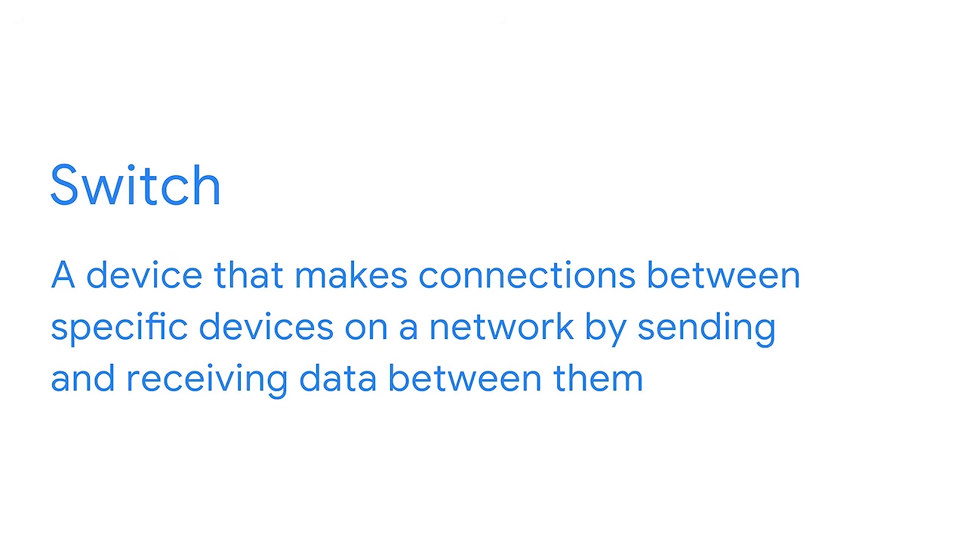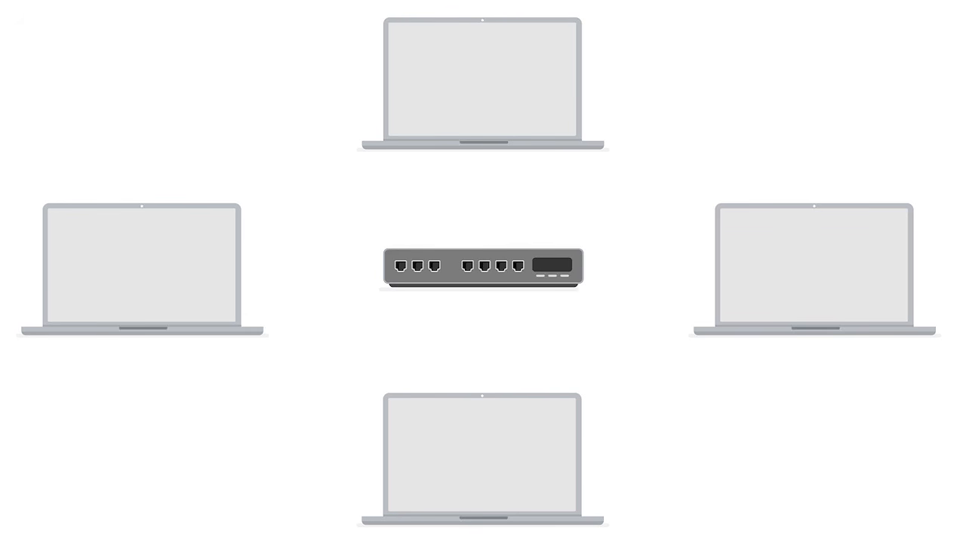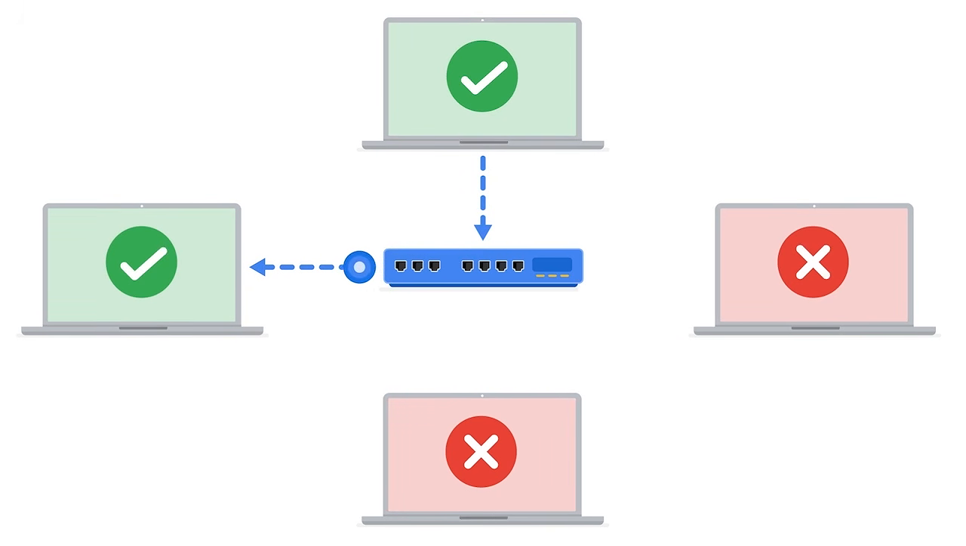Another network device is a switch. A switch makes connections between specific devices on a network by sending and receiving data between them. A switch is more intelligent than a hub. It only passes data to the intended destination. This makes switches more secure than hubs and enables them to control the flow of traffic and improve network performance.